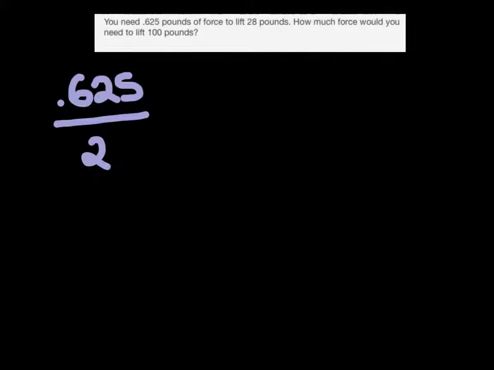Alright, so we have this problem right here. You need 0.625 pounds of force to lift 28 pounds. How much force would you need to lift 100 pounds? So let's write these as ratios first. Let's write the first one here as a ratio. So 0.625 over 28. That is our first ratio. Now let's write the second ratio. We don't know the amount of force, so let's give that variable F over 100.